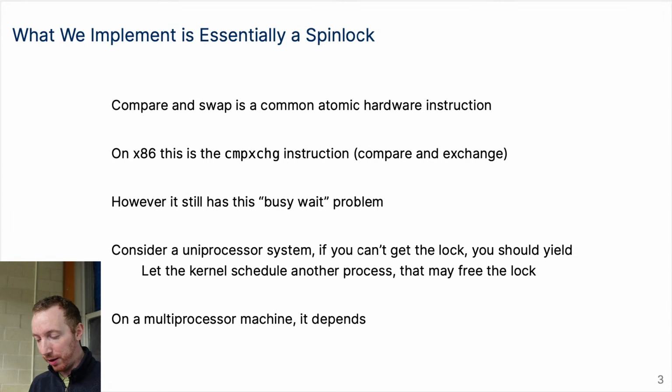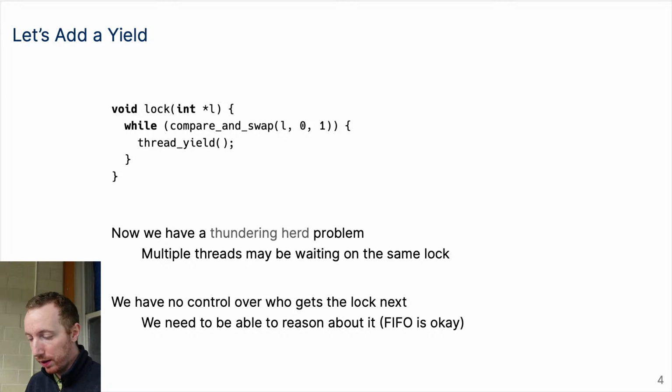And then on a multiprocessor machine, it depends. You might want to have a spin lock if you want to be super responsive and you know your critical section is very, very small. It might actually be more efficient to just spin a few times as opposed to yielding a thread and then waiting for it to come back. So this is what it looks like if you add a yield.